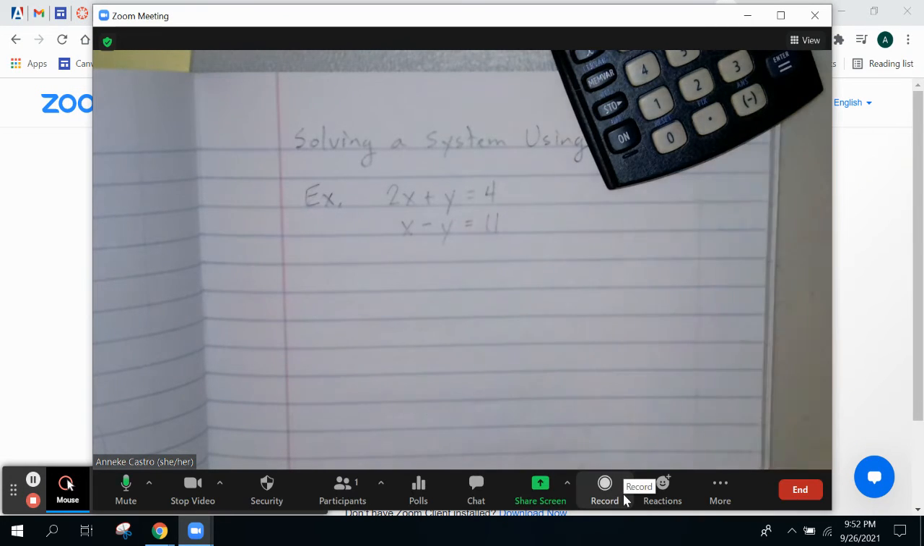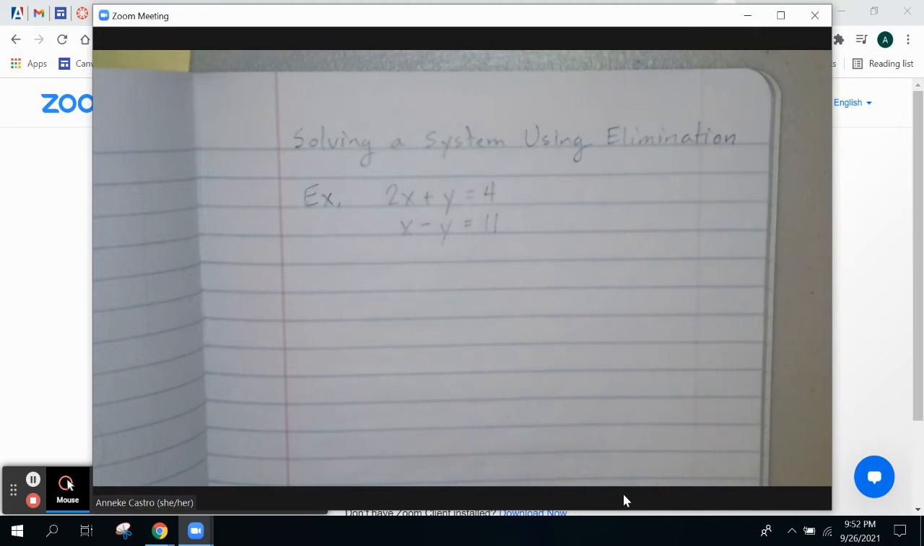Hello, Cappuccino. It is time for some notes on solving a system of equations using elimination. You'll notice this is one of the problems that we did do in class, so we're just going to formalize it for our notes if you haven't yet already.